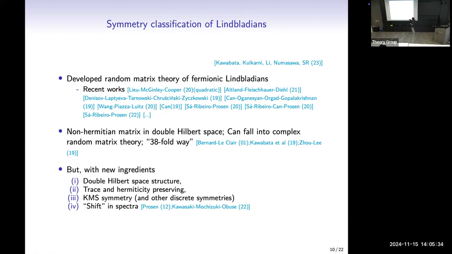There are various works along these lines with different setups, but our setup is the fermionic Hilbert space, with fermion creation and annihilation operators, and then the Lindbladian operators, and we also input some symmetries. That is the setup. At a very rough level, we expect that our story should fall into some version of non-Hermitian random matrix theories.